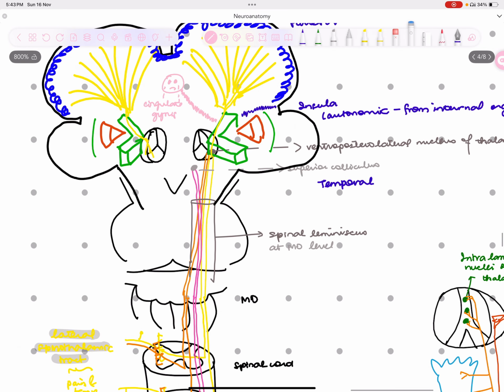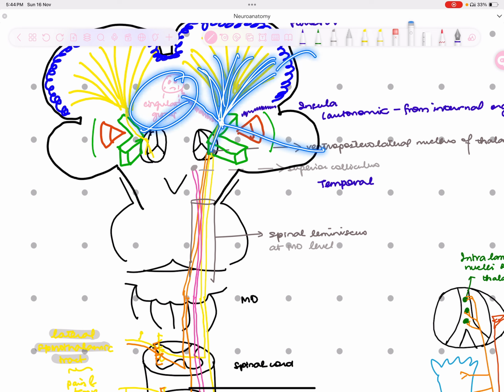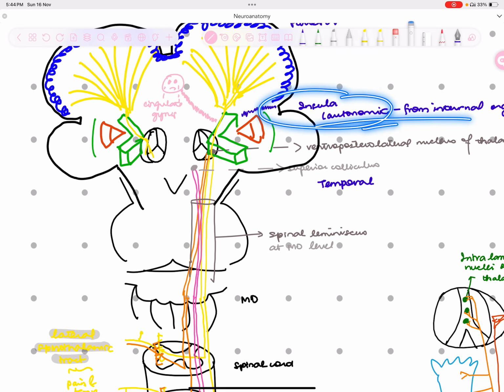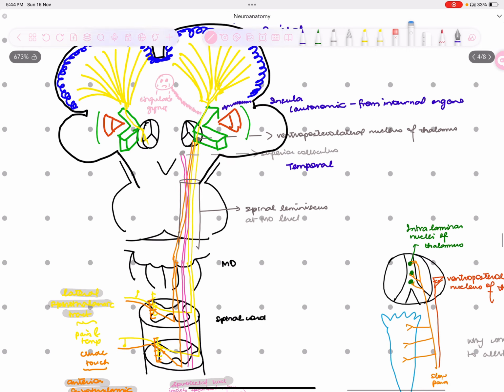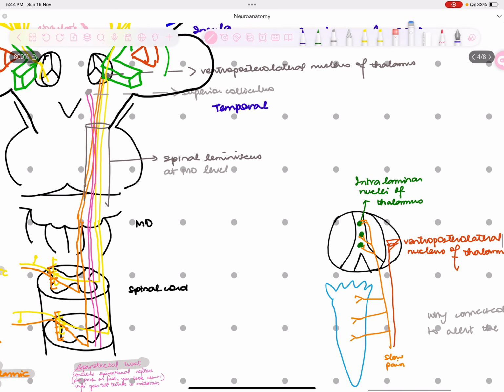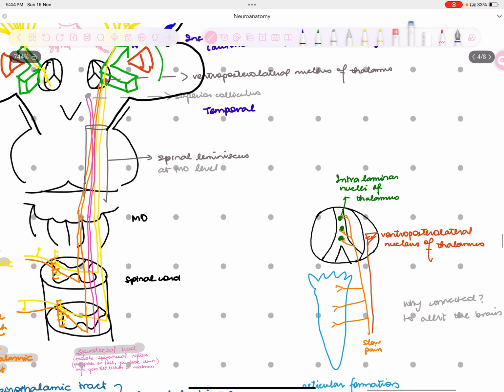So this is the spinal lemniscus, and then it goes to the ventroposterolateral nucleus of the thalamus, same, and then it fans out through the posterior limb of the internal capsule, goes to the cingulate gyrus, goes to the insula, and fans out to the postcentral gyrus of the cerebral cortex. Cingulate is for the emotional aspect, postcentral gyrus for past experiences, and the insula for autonomic input from internal organs, right? And the slow pain fibers are going to go to the reticular formation and the intralaminar nuclei of the thalamus, instead of going to the ventroposterolateral nucleus. They're going to go to these two structures.